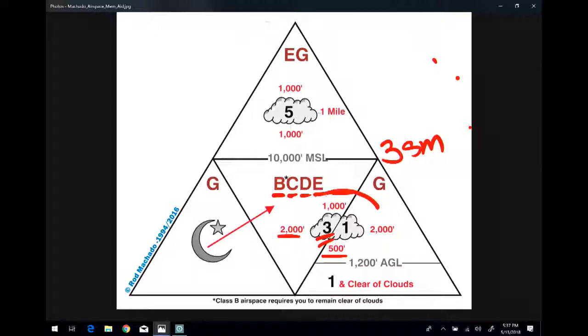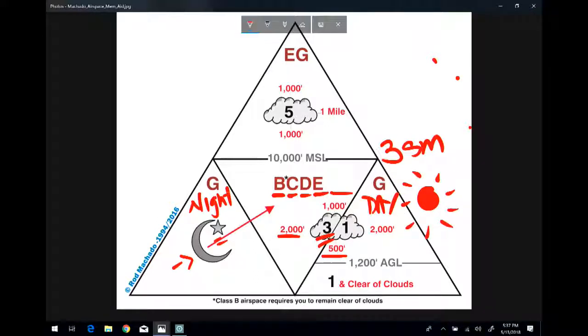Now you'll see that this cloud right here is shared between the Bravo, Charlie, Delta, Echo airspace and Golf during the day. So Golf over here on this side is day. This side of Golf is night, ergo the moon and the stars, okay? So this Golf on the right side is day. And if you want to draw a sun over here, we could do a sun. You know, we could use a yellow marker over there if you're going to use that with the sun. Okay, it's up to you. If you want to get creative, go ahead.